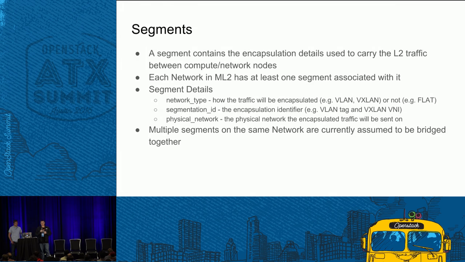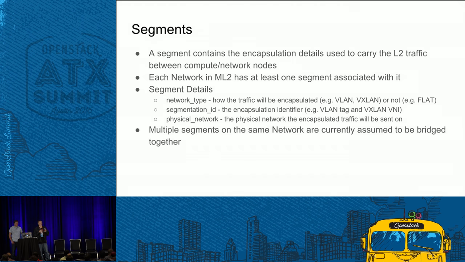So a segment contains encapsulation details used to carry L2 traffic between the compute and network nodes. Each network in ML2 has at least one segment that's associated with it. And inside this segment, it just has some basic details. Network type, which defines how the traffic is going to be encapsulated. So you could have VXLAN, VLAN, or there's also a special option called flat, which means there's no encapsulation at all. And then there's the segmentation ID, which is the details for the encapsulation protocol.